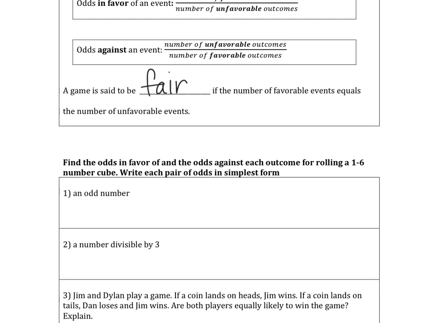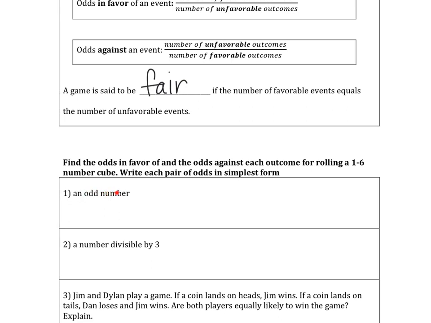So we are going to first start by finding the odds in favor of and the odds against each outcome for rolling a 1 to 6 number cube. Write each pair of odds in its simplest form. So a number cube would be like a dice, and it has 6 sides.